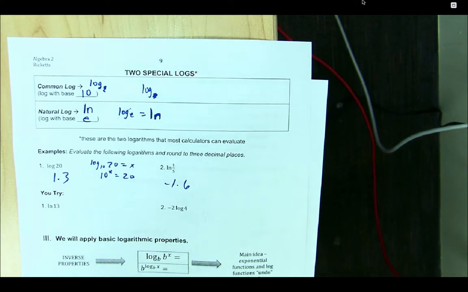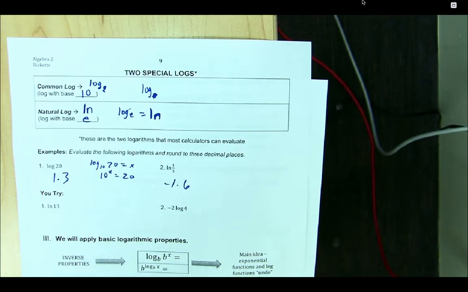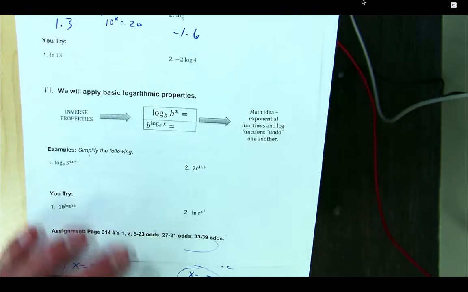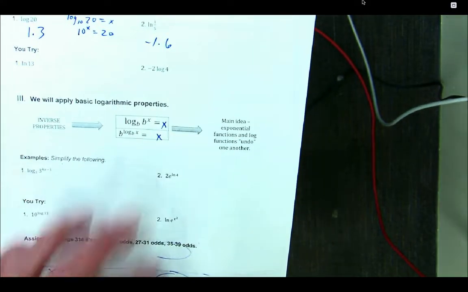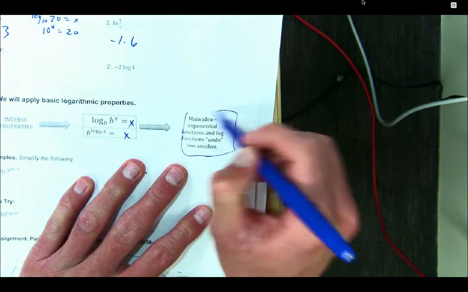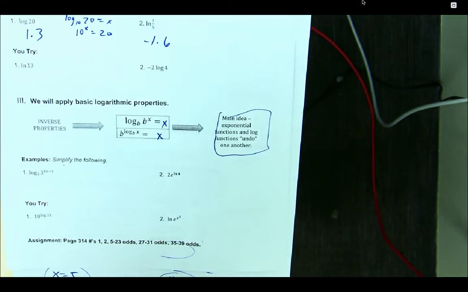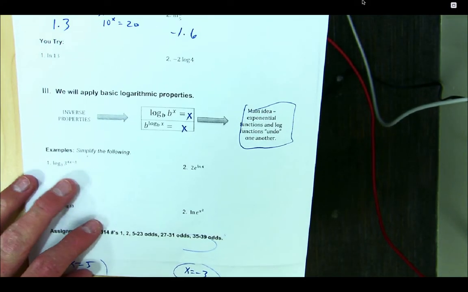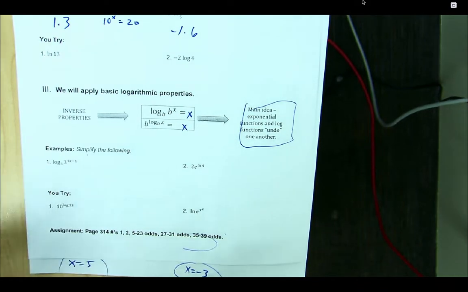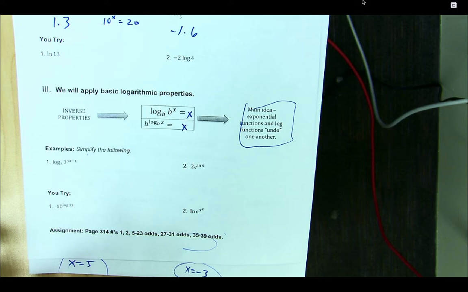All right, very good. Now, lastly, we are going to apply some basic log properties, and I'm going to get into this a little bit more in the next video. This is kind of just scratching the surface of what we're going to be doing. The main point that I want to emphasize is right here, is that exponential functions and log functions undo each other. All right, so just like multiplication and division undo each other, exponentials and logs undo each other. So when you're solving and you have an exponential, if you want to get rid of that exponential, there better be a log, and vice versa.